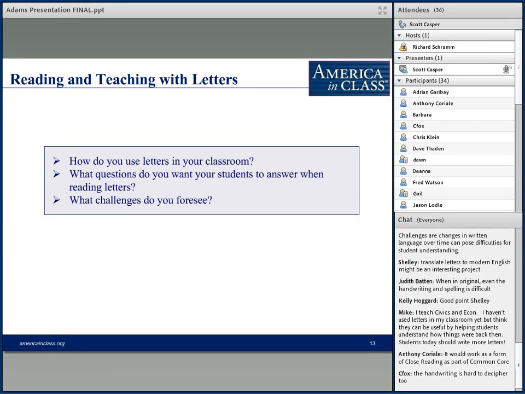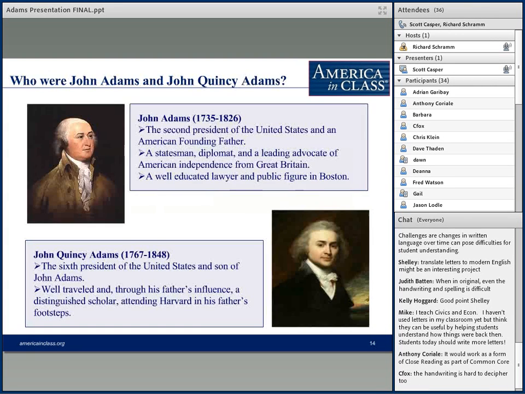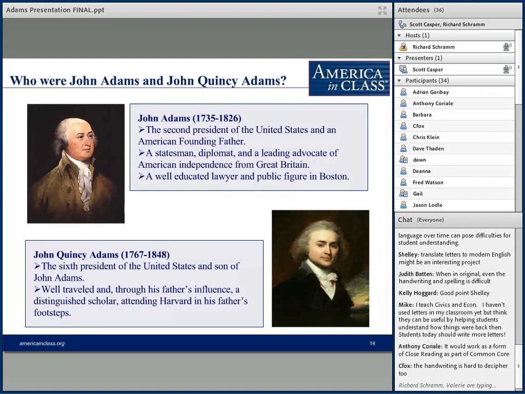It's always useful to remember whose letters we're looking at. I'm going to go ahead and move us to the next slide here. Please feel free to keep weighing in about the challenges of letters. As we do that, we'll introduce our correspondents for the evening, John Adams and John Quincy Adams. As you know, surely, John Adams was the second president of the United States. He was a crucial American from the period of the Continental Congresses in the 1770s through his time as president from 1797 to 1801.